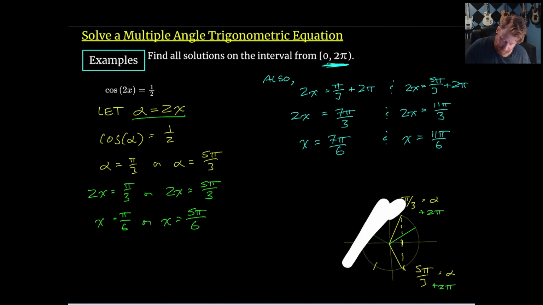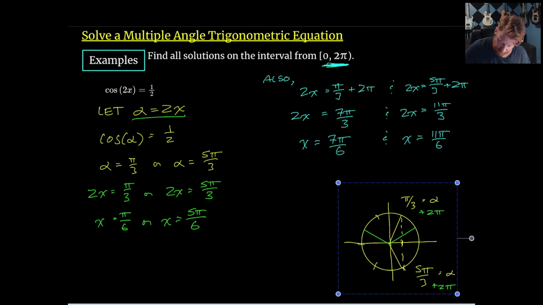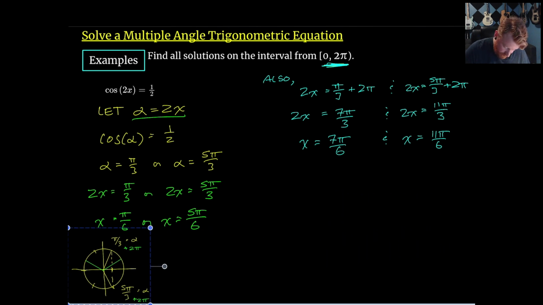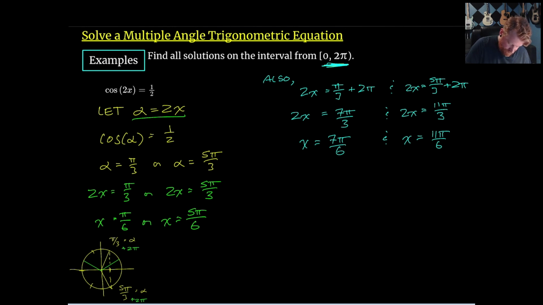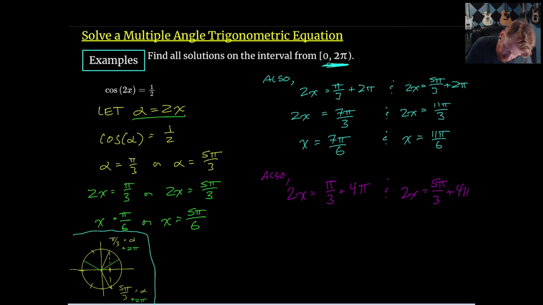So let me not erase that, but maybe move it. I'll just put this over here. And we'll change color to make sure that things are clear here. But it could also be true that 2x is equal to pi over 3, and then we could add 2 revolutions to that, which is 4 pi. And 2x is equal to 5 pi over 3 plus 4 pi.